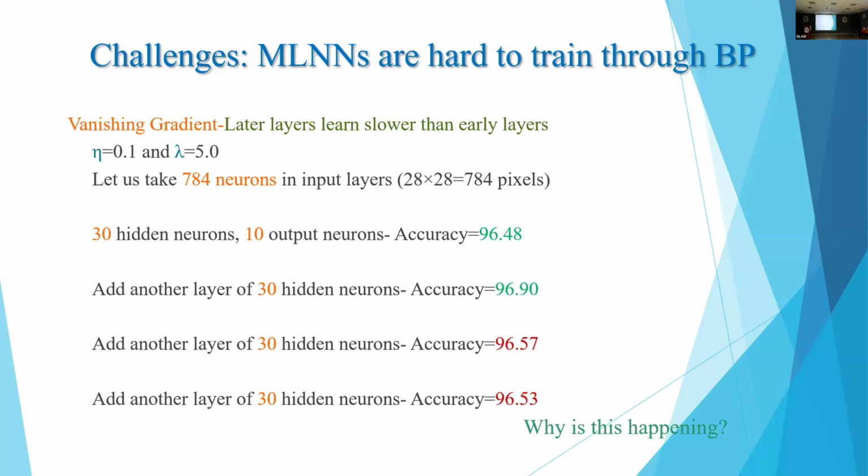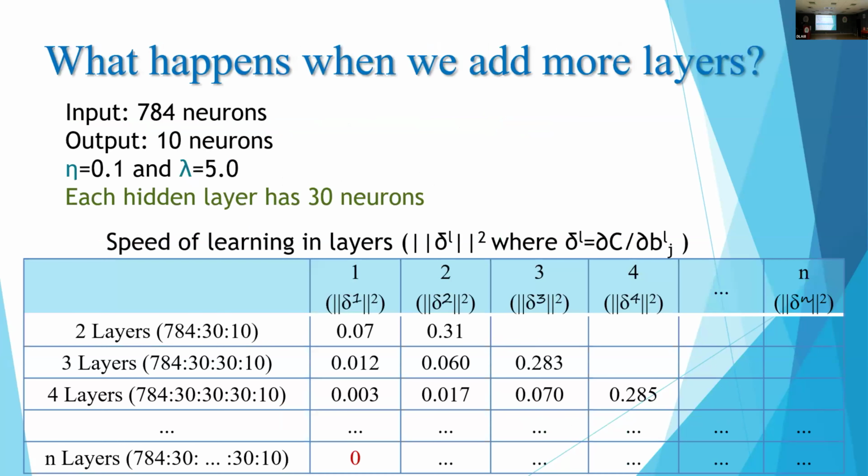The problem is the vanishing gradient problem. The neural network is suffering from the vanishing gradient problem. What is the problem? The problem is this one. If I have only one hidden layer, the delta 1, that is the speed of learning in layer delta 1, is 0.07, and the next, output to first hidden, is 0.31, and first hidden to input is 0.07.